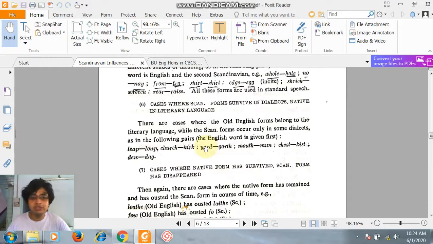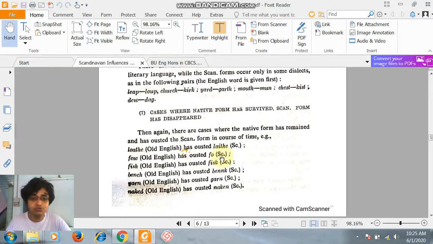Now we will cite some cases where the Scandinavian forms survive in dialects, not in the literary language. Dialect survive করেছে, native regional একটা survive করেছে, even leap, low, charge, kirk is a dialect, ear, girth, mouth, mun, chest, kist, dew, dag. So these, the dag, the girth, the kirk, they were Scandinavian language.